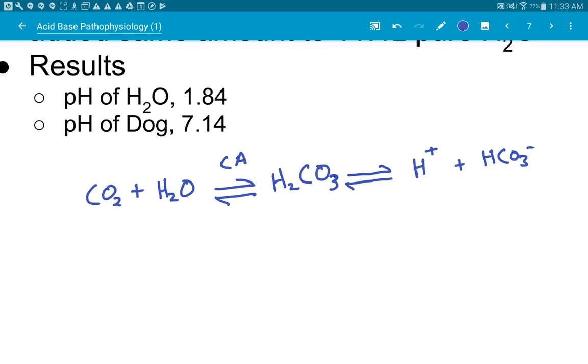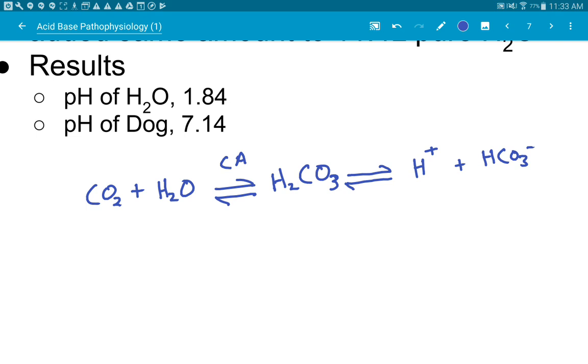This is a tricky concept. Great question. For each carbon dioxide molecule, I do get a hydrogen ion, but I also get a base. So doesn't it all cancel out? Doesn't it all average out in the end? No, it doesn't. Why?